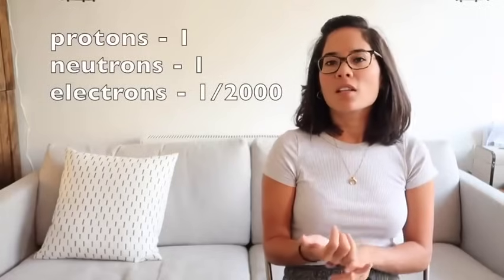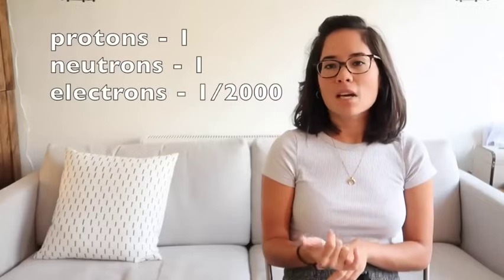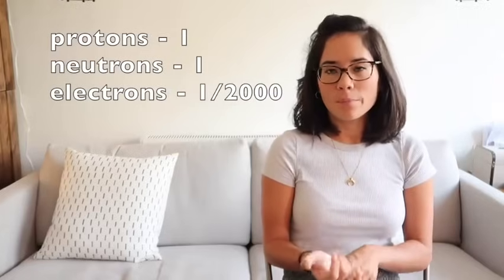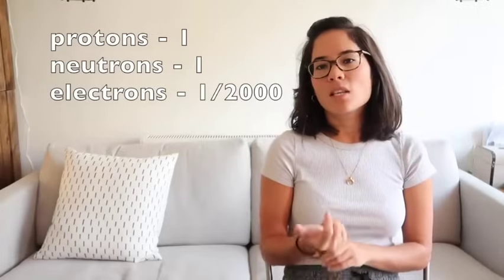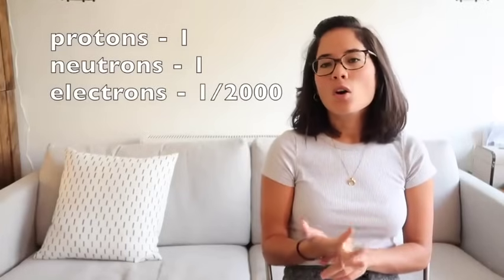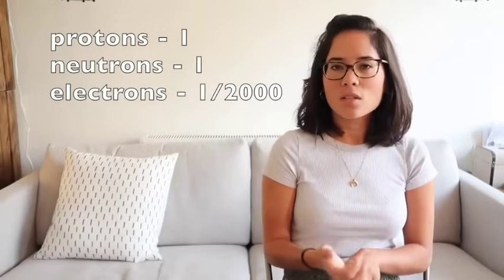So let's compare the masses and charges of protons, neutrons and electrons. Protons and neutrons both have a mass of 1, so they're much heavier than electrons, and that's why we say most of the mass is found in the nucleus of an atom. An electron has a much smaller mass, and different examples will say different things, but I tend to say that it has a mass of 1 divided by 2000, so a very small number indeed.